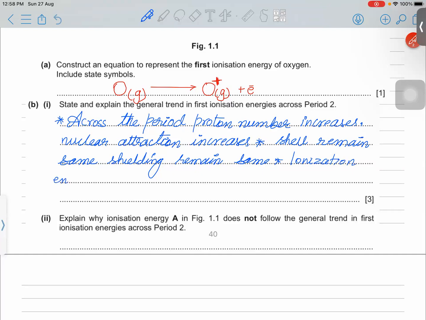Ionization energy increases as more energy is required to overcome this attraction. If you need to overcome this attraction to remove an electron, you must need more energy. That's why across the period ionization energy increases.